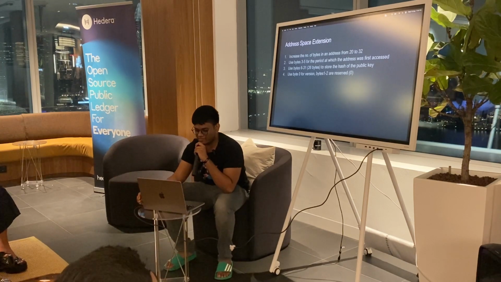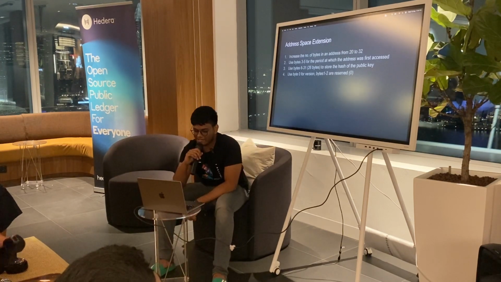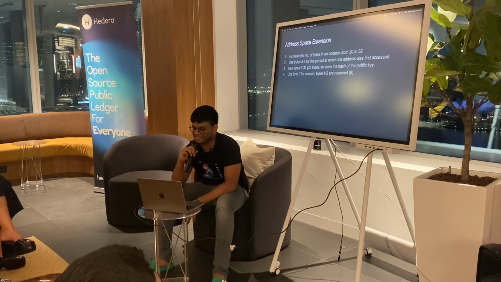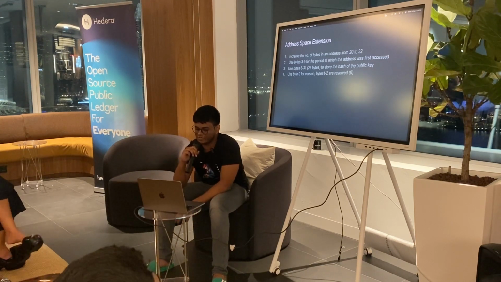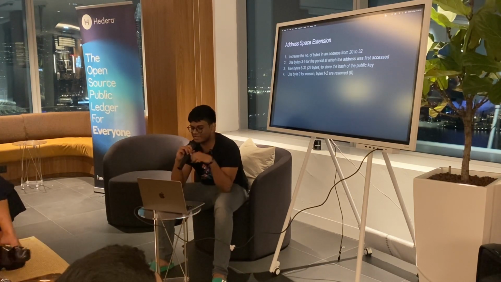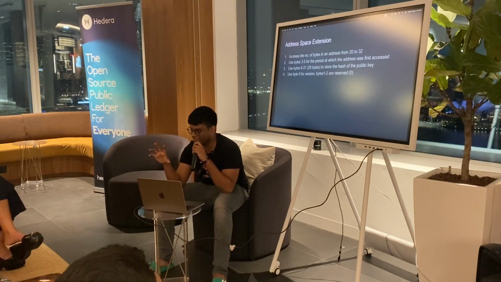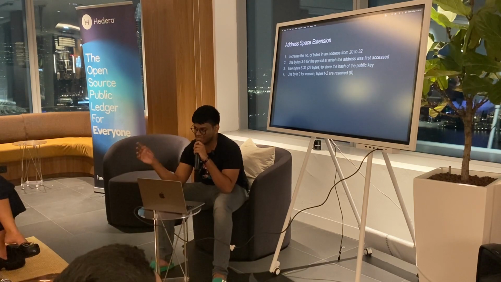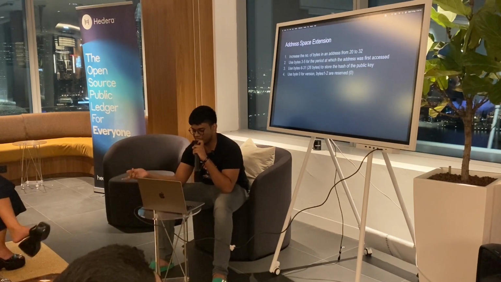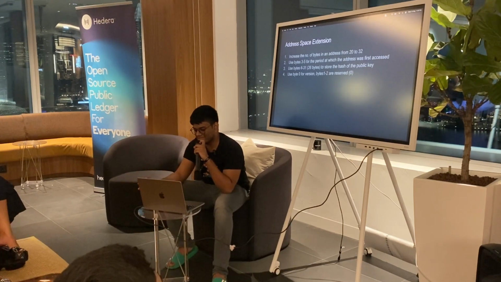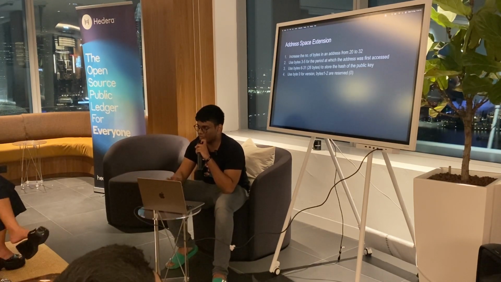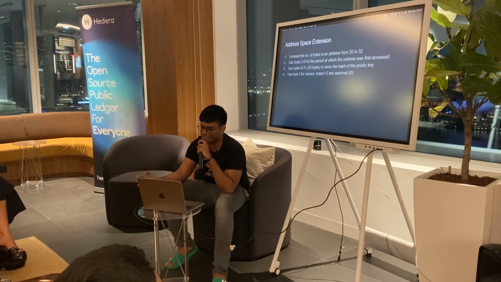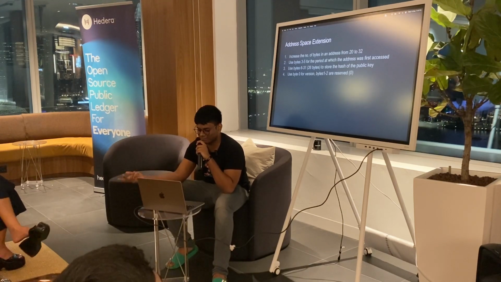This is the third feature for the Verge upgrade, that is address space extension. Increasing the number of bytes in an address from 20 to 32. Use bytes 3 to 5 for the period in which the address was first accessed. Use bytes 6 to 31, that's 26 bytes, to store the hash of the public key. Use byte 0 for version, and bytes 1 and 2 are reserved, maybe for future use.